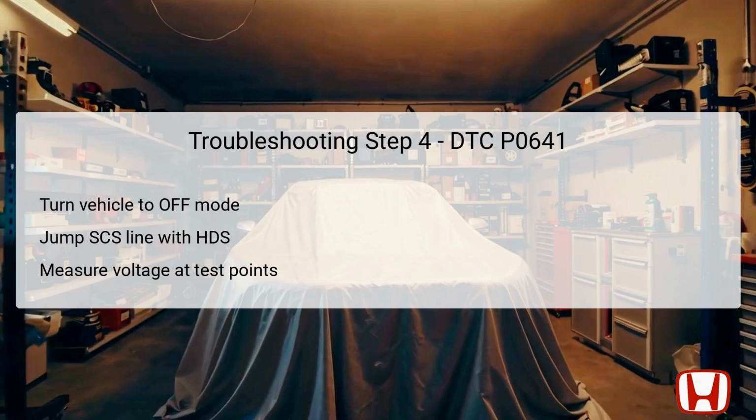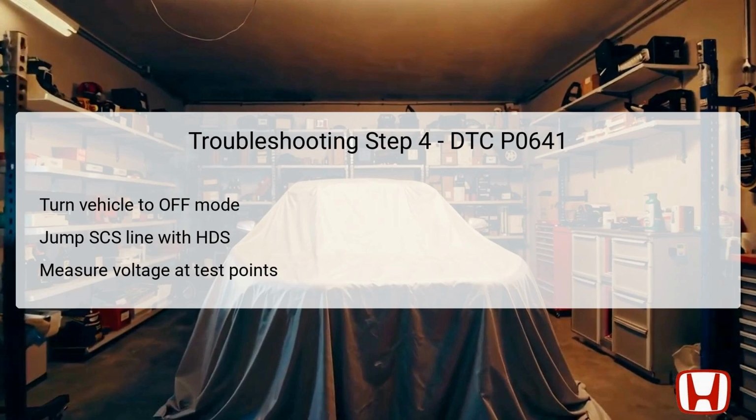In this fourth troubleshooting step, begin by switching the vehicle to the off or lock mode again. Next, jump the SCS service check switch line with the HDS, which sets the vehicle in a troubleshooting state that allows for more comprehensive testing. It's essential to wait over 1 minute after jumping the SCS line before moving on to the next steps to ensure accurate readings. Subsequently, disconnect the PCM connectors, specifically Connector A, 51P, and Connector C, 51P.